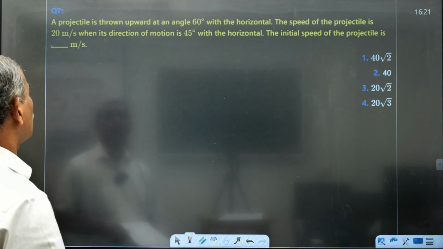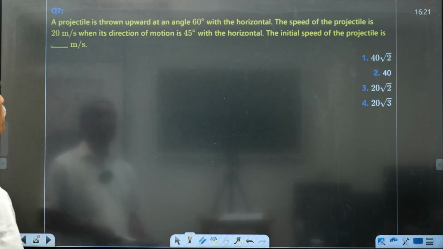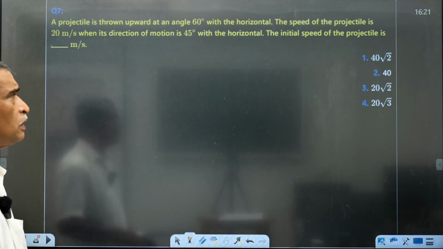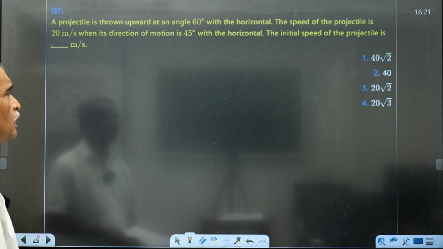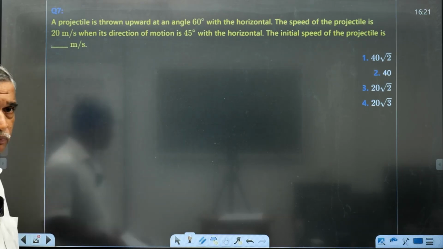A projectile is thrown upward at an angle 60 degrees with the horizontal. The speed of the projectile is 20 meters per second when its direction of motion is 45 degrees with the horizontal. The initial speed of the projectile is what is asked.